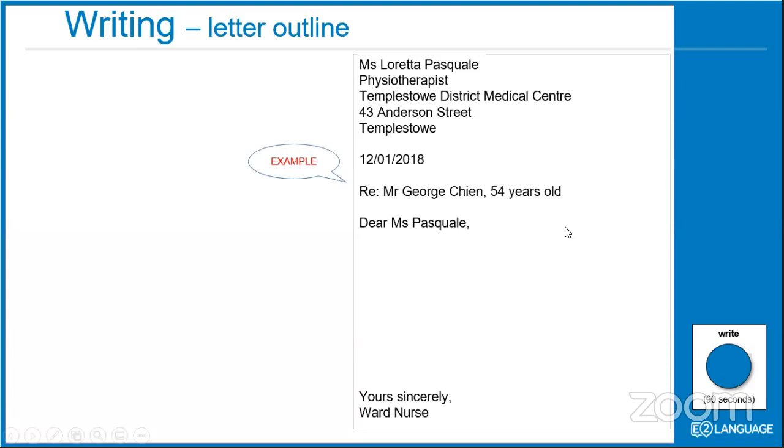Now, let me just say something about the position of the date. The date might go above the words Ms. Loretta Pasquale or below the word Templestowe. The reference line may go above the salutation or below the salutation. It doesn't really matter that much. This is not where you will pass or fail your letter, but it's good to know that there is a small amount of flexibility in these things. And I said previously, if you sign off Yours faithfully instead of Yours sincerely, not the end of the world either. Okay, so that's the outline of the letter.